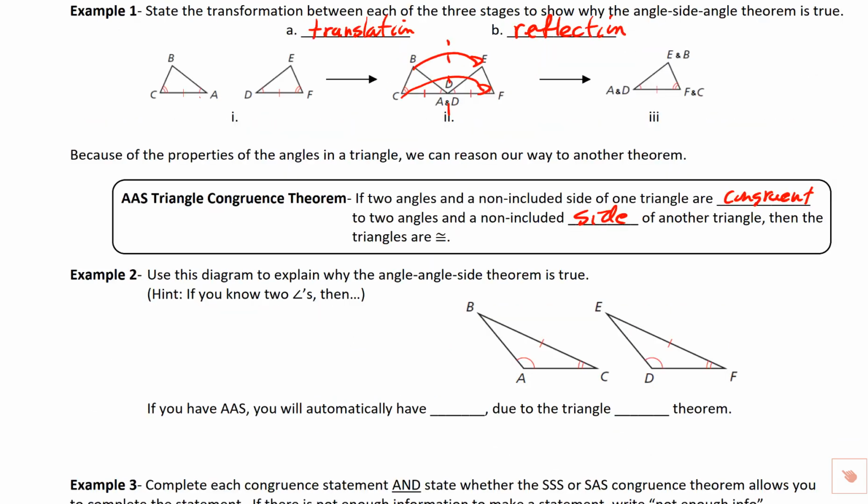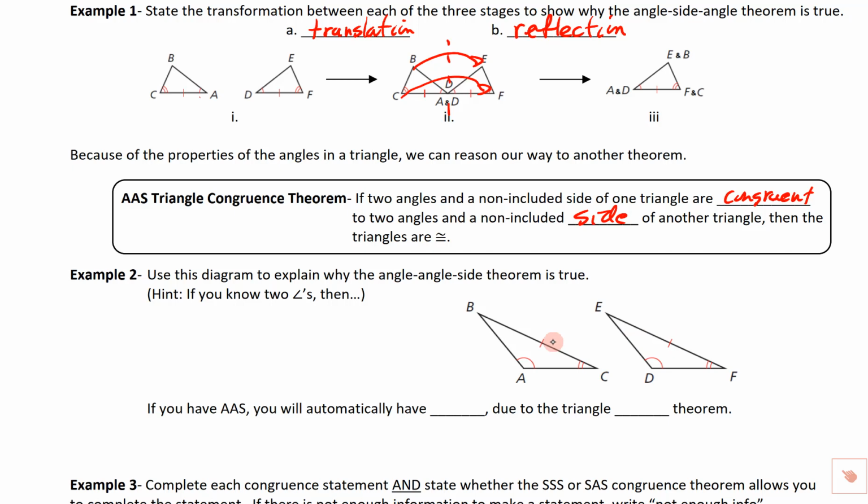So I want you to take a look at this diagram right here, and let's see if we can figure out what's going on. It says use the diagram to explain why the angle, angle, side theorem is true. Because if you take a look at this, we've got an angle here, another congruent angle there, an angle here, another congruent angle here. No information about that one right there, and no information about that one right here. But what we've got is congruence on this non-included side right there.